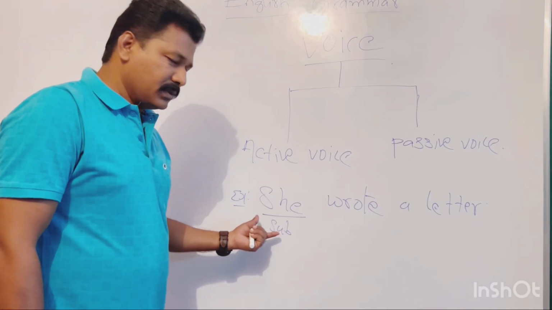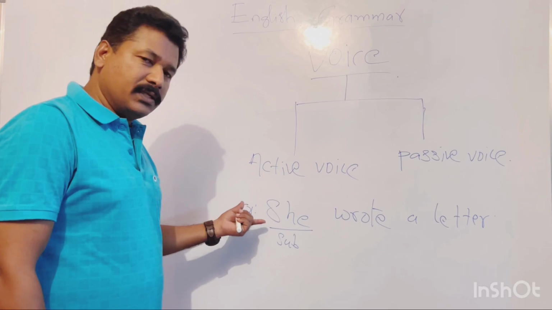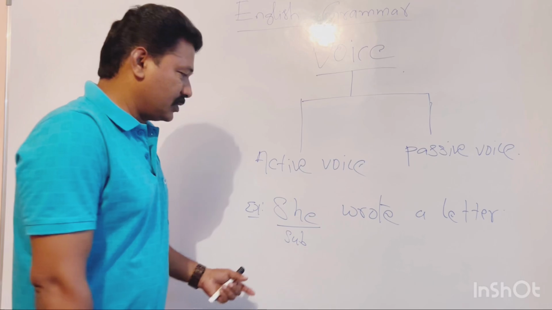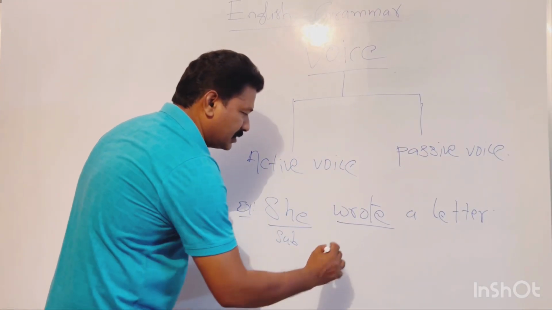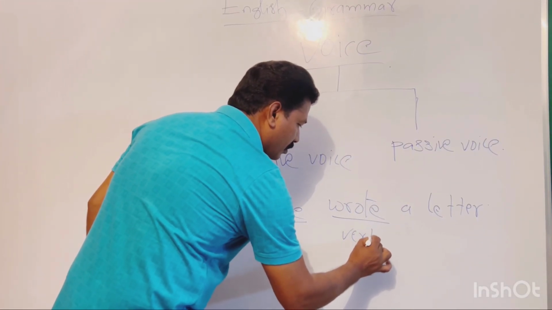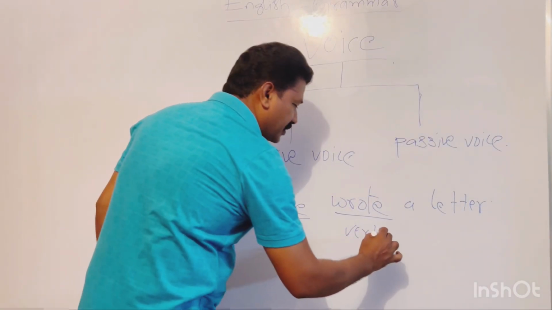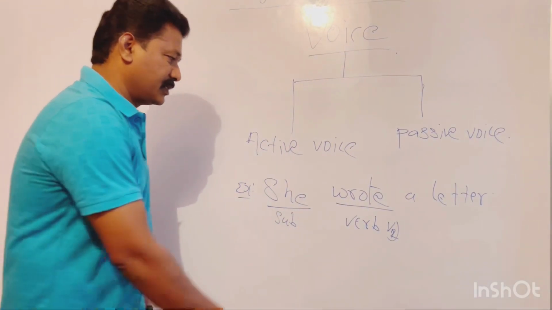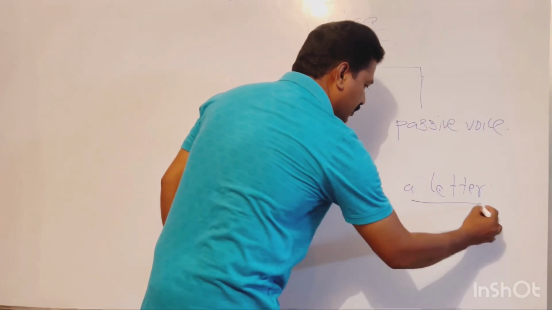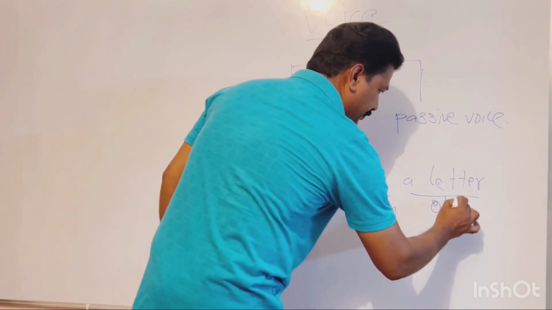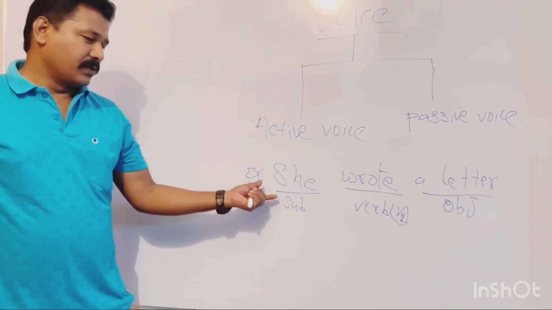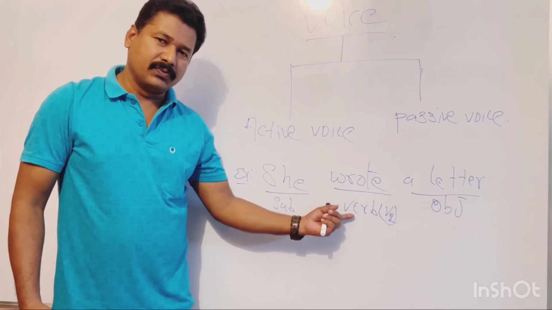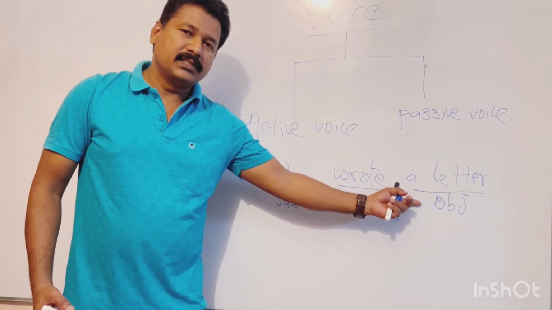Let us name the parts of this sentence. The first one is she, which is nothing but the subject here, and the second one is wrote. You know that this is the verb, in the second form, past tense, right? A letter is nothing but the object. So the first one, she, is the subject. The second word is the verb, wrote, in past tense, and the third one is the object.